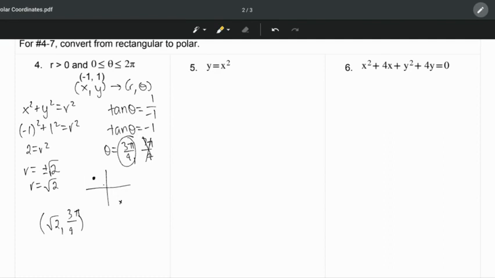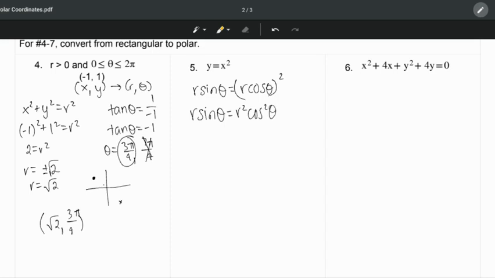So next we have for number 5, y equals x squared. And so to change this into polar, what we're going to do is change our y into an r sine theta and our x into an r cosine theta. And so what we want to try to do with these is get r by itself if it's possible. So in this case, that should be possible. So let's work through this a little bit. So we have r sine theta equals r squared cosine squared theta.